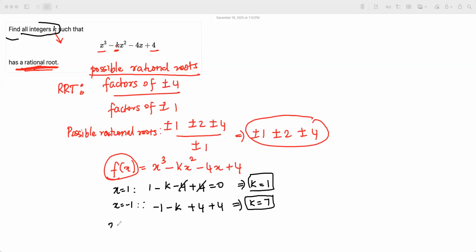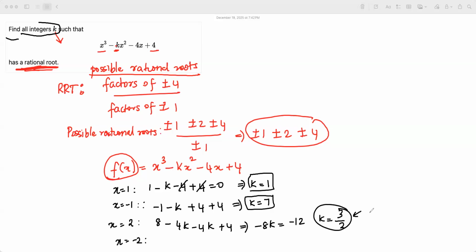Now x equal to 2 and minus 2. I will have to have the patience. When I substitute 2, 8 minus 4k minus 4k plus 4. So that minus 8k will be equal to minus 12, k will be equal to 3 by 2. Is that an integer? No.